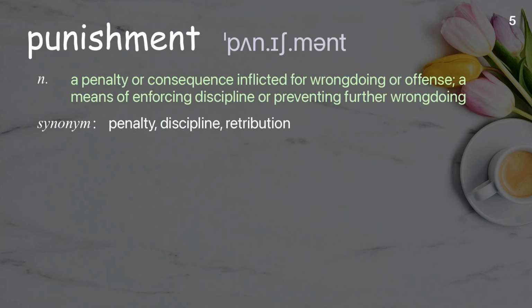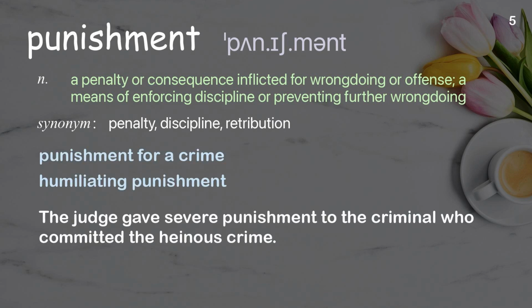Punishment. A penalty or consequence inflicted for wrongdoing or offense, a means of enforcing discipline or preventing further wrongdoing. Examples: Punishment for a crime. Humiliating punishment. The judge gave severe punishment to the criminal who committed the heinous crime.